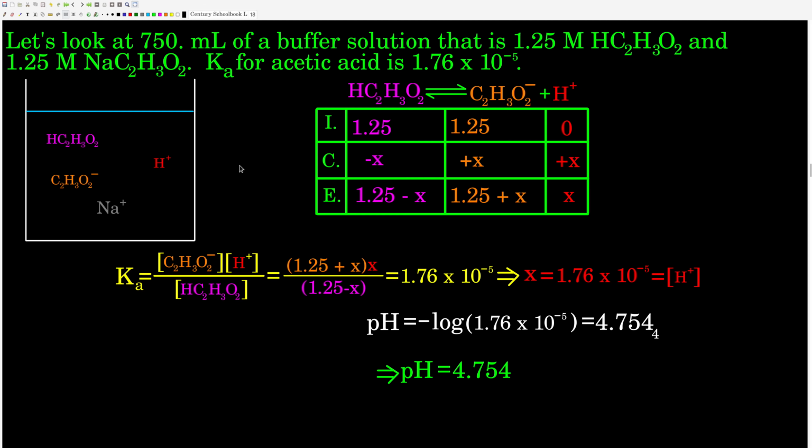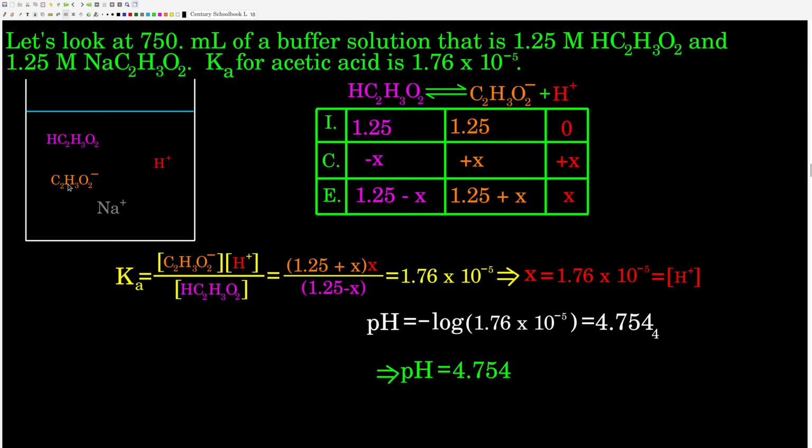And we're going to make it 1.25 molar acetic acid and 1.25 molar sodium acetate. So there's a weak acid and a salt of its conjugate base. And we're given the Ka for acetic acid, 1.76 times 10 to the minus fifth. And so the solution, okay, this is our beaker over here, right? These are the species that are going to be present, other than water, of course.